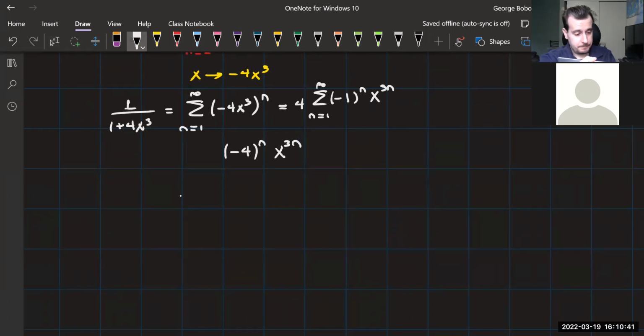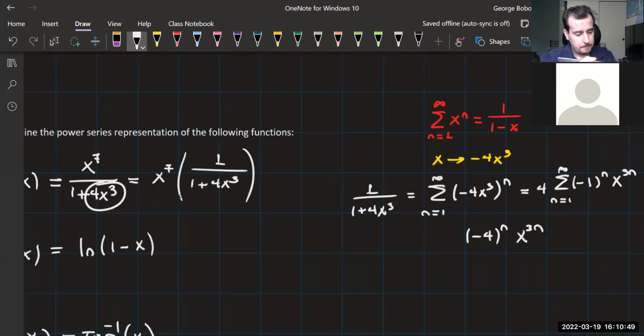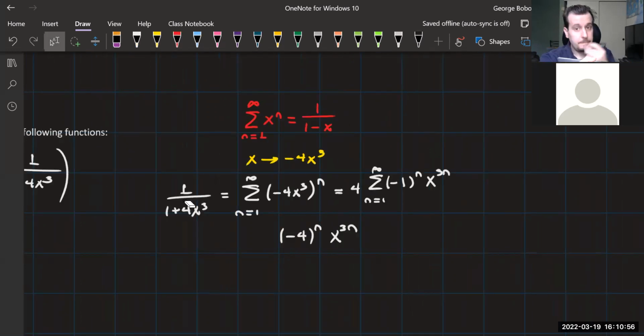No, like before the step, like the yellow step. Yeah. Was it square? It was cubed all along, right? So our substitution is cubed. Oh, so you just replace x. Basically, yes. So whatever I see here, I replaced this x with this guy.